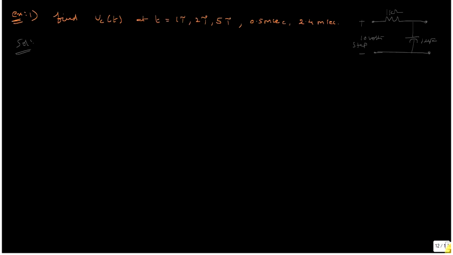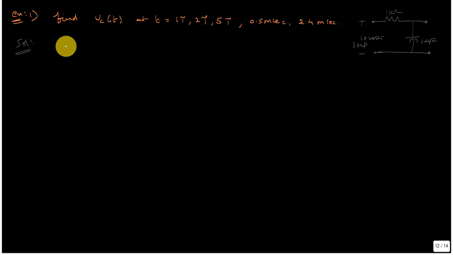Next we will go for one simple problem. Let us assume you are applying a 10 volt step to a given RC circuit where R is equal to 1 kilo ohm, C is 1 microfarad. We are going to calculate Vc of t at t equal to 1 tau, 2 tau, 5 tau, and 0.5 milliseconds, 2.4 milliseconds.